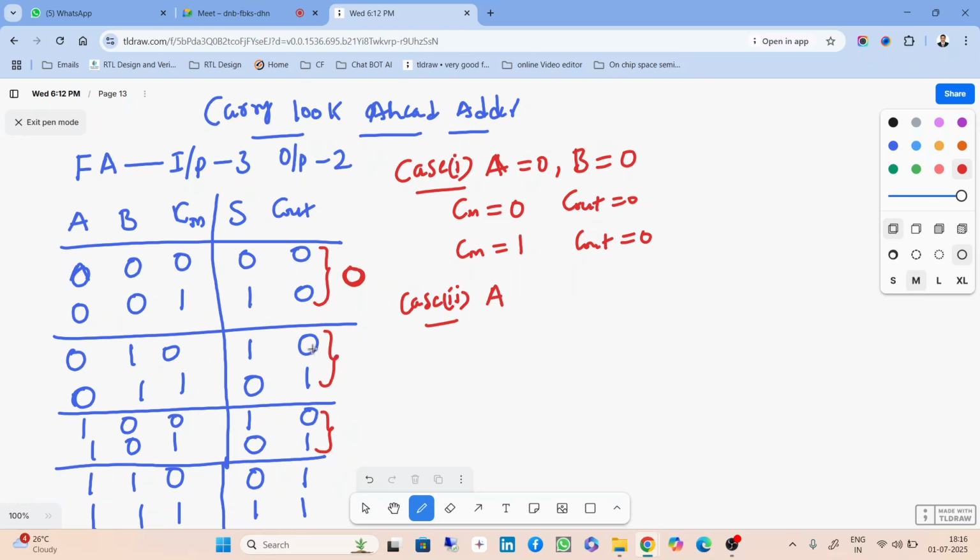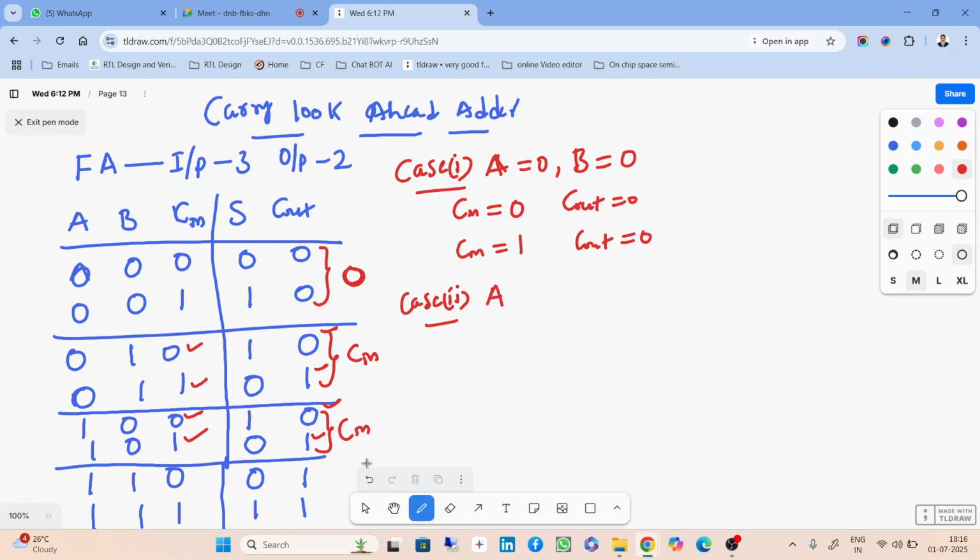You observe this one and this one, and tell me what you observed. 0 and 1. C out is 0 and 1. C in is also 0 and 1. And here C out is 0 and 1, C in is also 0 and 1. That means what you can say, C out is following C in.